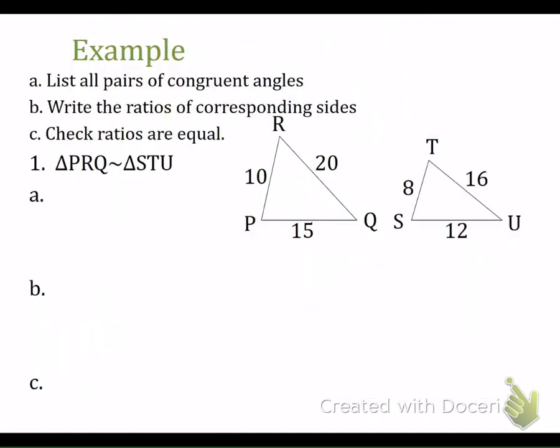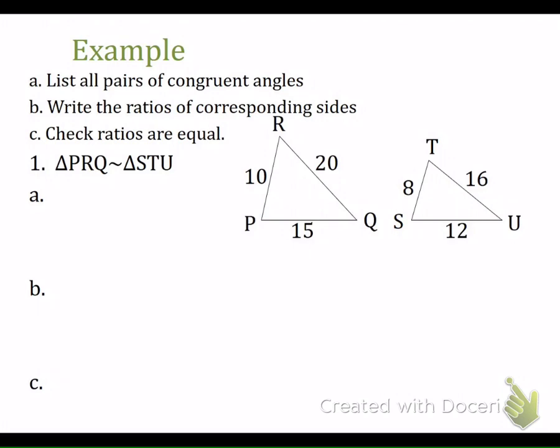So this example says, list all pairs of congruent angles. That's what we want to do for part A. For part B, we're going to write the ratios of the corresponding sides. For part C, we're going to check that the ratios are equal. And this tells you, very similar to those congruent statements we did last chapter, which parts are corresponding. The only difference is they're not all congruent. They're similar. So instead of putting the equal sign with a squiggle on top for congruent, it's just the squiggle part. No equal sign. Okay?